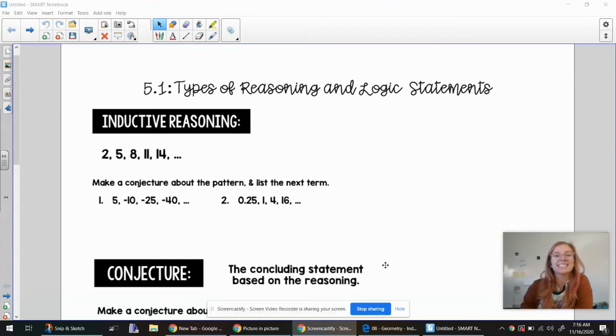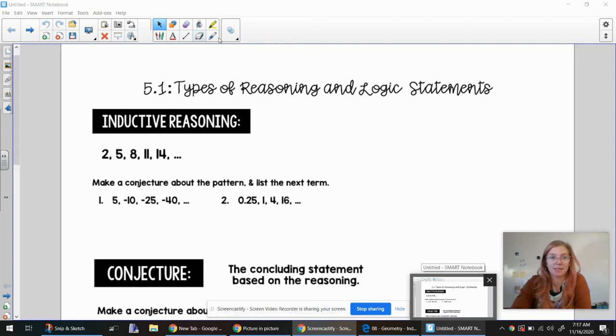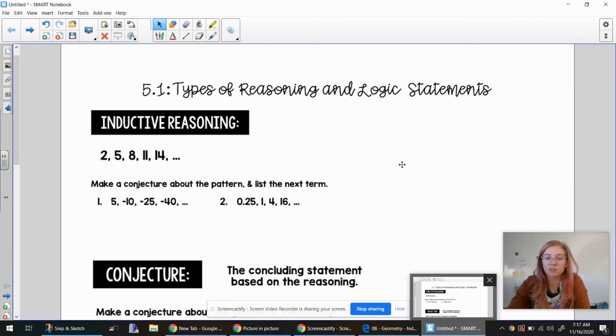Hi everybody, I'm Miss Cooksey, and today we're going to talk about the types of reasoning for geometry and logic statements. There's a lot of pieces in geometry that deal with basic reasoning, which is not something we usually get to talk about in our math classes. This is actually a really fun lesson because we are going to just use our brains.